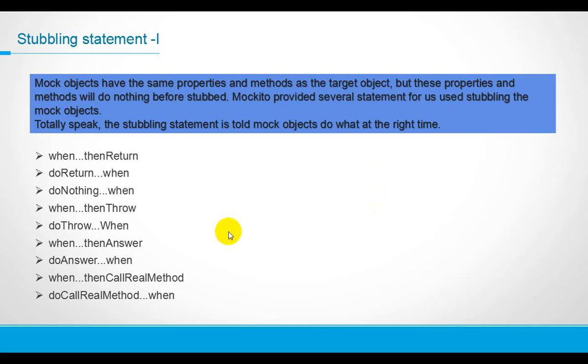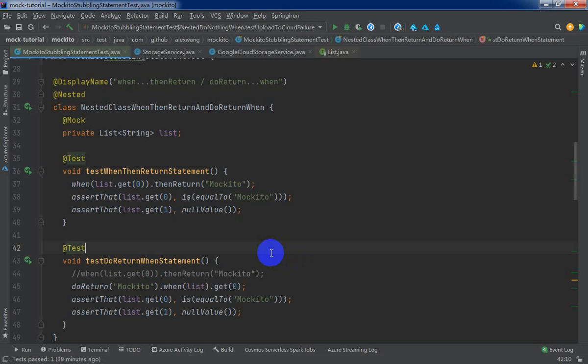Okay, let me start the tutorial on the when-then-throw and doThrow-when statements for stubbing. As we know, sometimes we expect the assert to throw an exception, and we can try and catch this exception to do some special handling or perform some action.